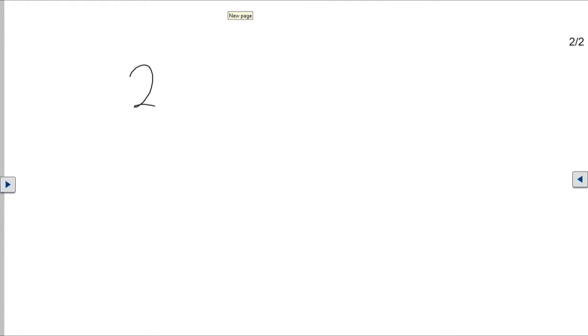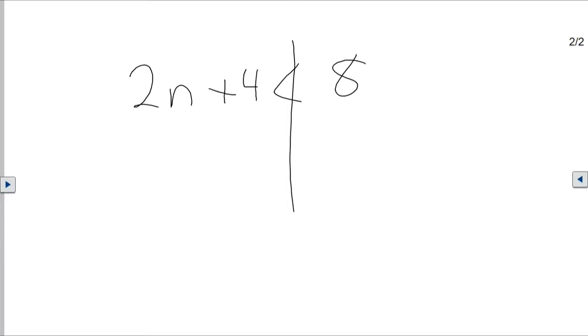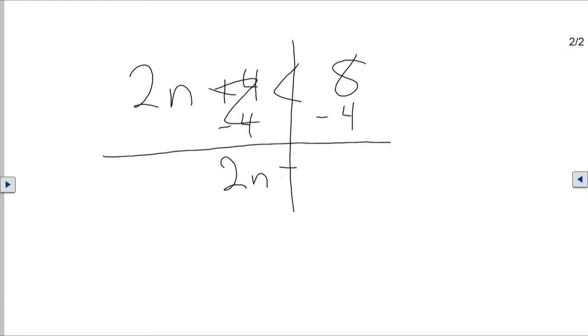So when we want to solve an inequality, let's say we had 2n plus 4 is less than 8, for example, we're going to go through the same steps as we would as a two-step equation. Okay, so I'm going to draw my line. I'm going to zero out the plus 4 by subtracting 4. Always start with your addition or subtraction first, so that zeroes that out. I've got a 2n then equals 4.